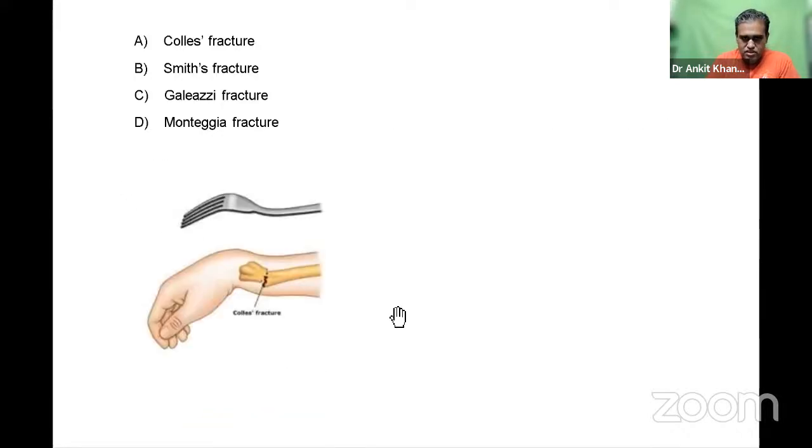Let us see first of all, then we'll understand. So here you see the Colles fracture over here. The distal segment of the fracture goes posteriorly, that is, dorsally. It gives off a dinner fork-like deformity.